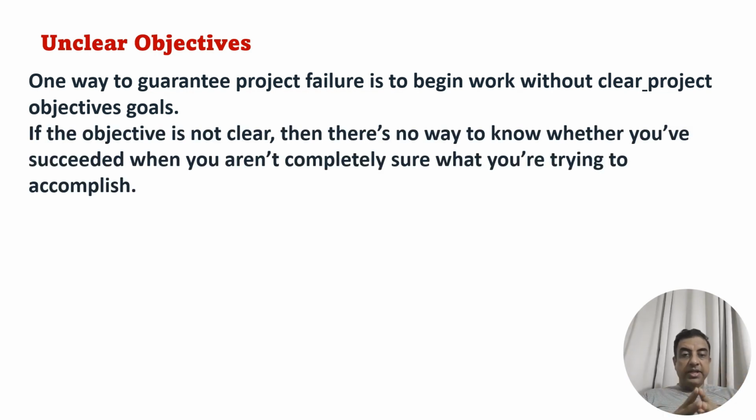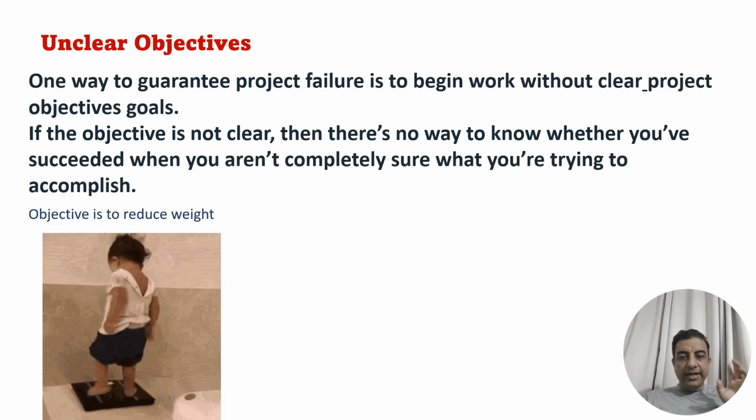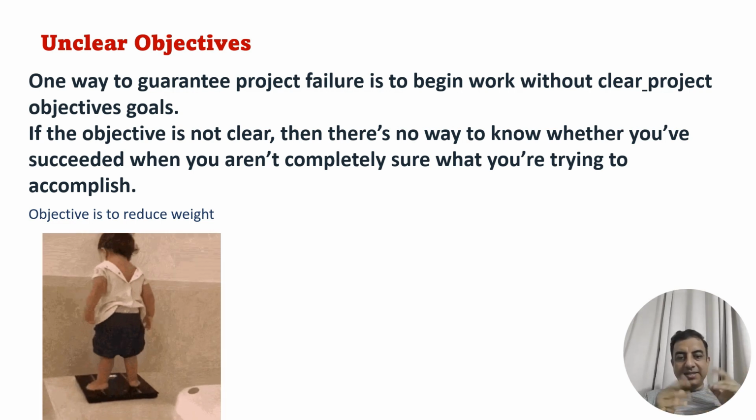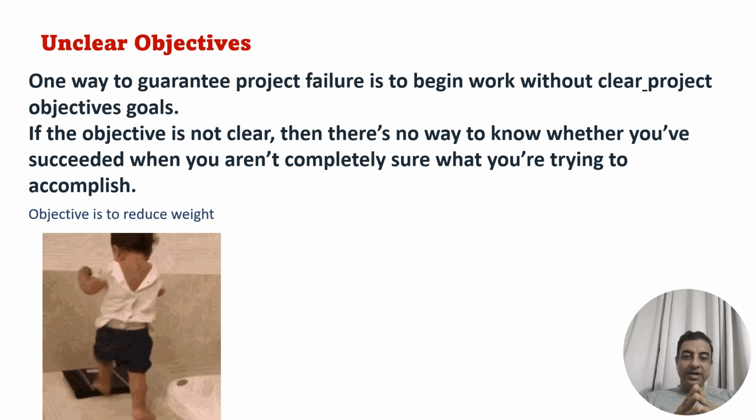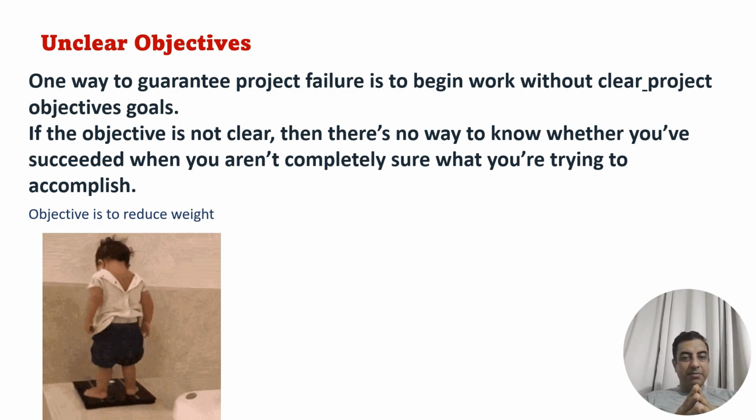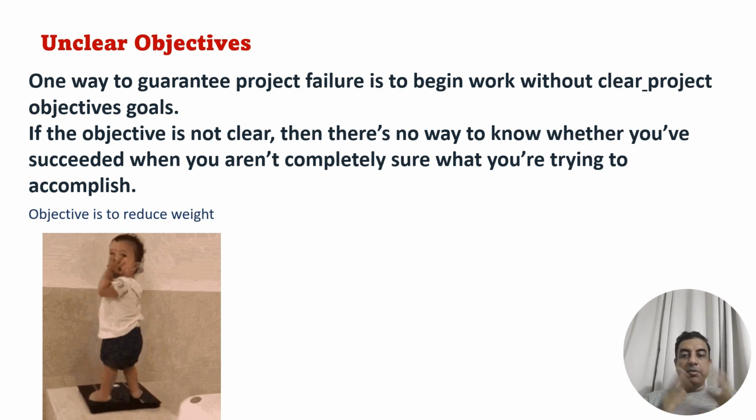And the most important thing is that when the objective is not clear, towards the end of the project, when you ask whether we have succeeded or not, you will not be able to measure the improvements. So let us take an example. The objective is to reduce weight. Look at this GIF which I got from the net, where a child gets on the machine and says, I'm overweight. Coming back to the subject of the video, where I'm saying that the objective should be clear.